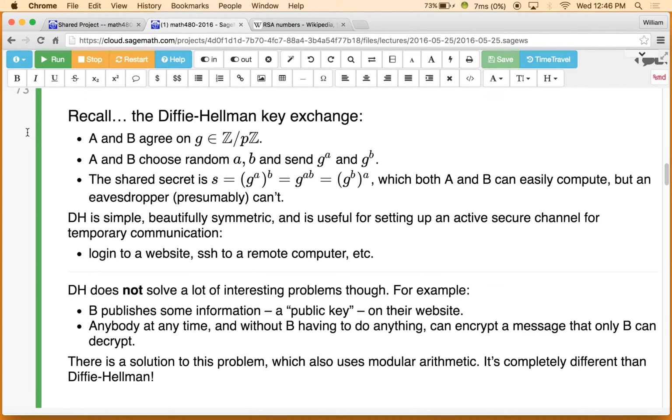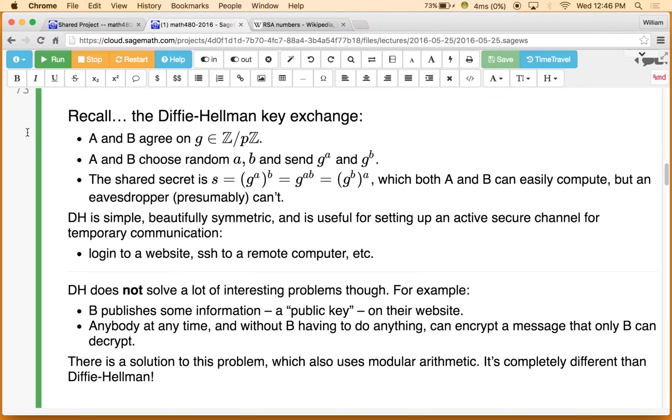It's a completely symmetric process. Each person does exactly the same thing, and it results in them together knowing a secret, which is very easy for them to compute, but extremely difficult, presumably, we don't know for sure, for an adversary to compute. Okay, that was Diffie-Hellman. Main observation is really simple, beautifully symmetric, and it solves the problem of right now, you and somebody else want to communicate in secret for a little while. That's the kind of problem it solves.